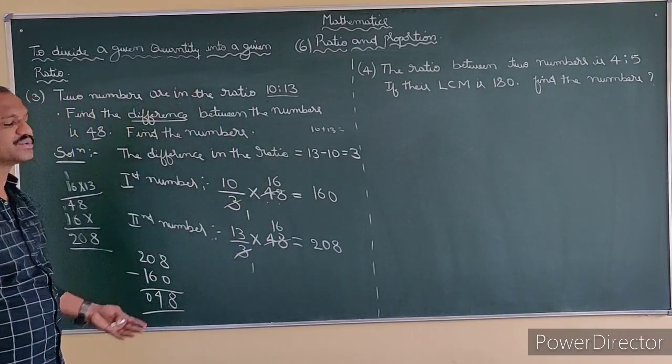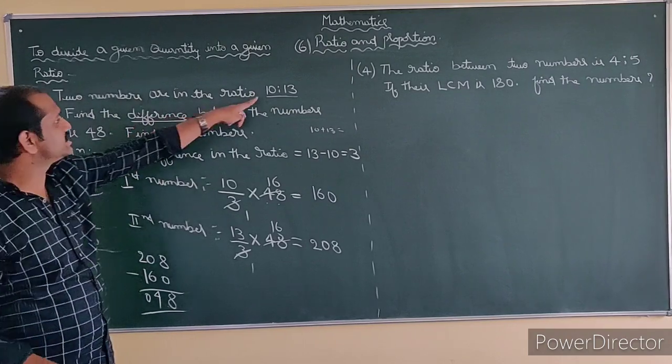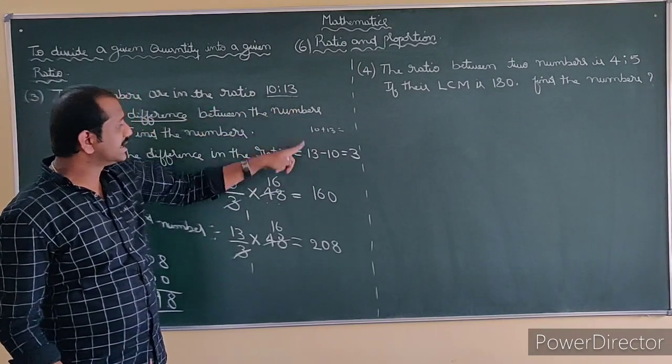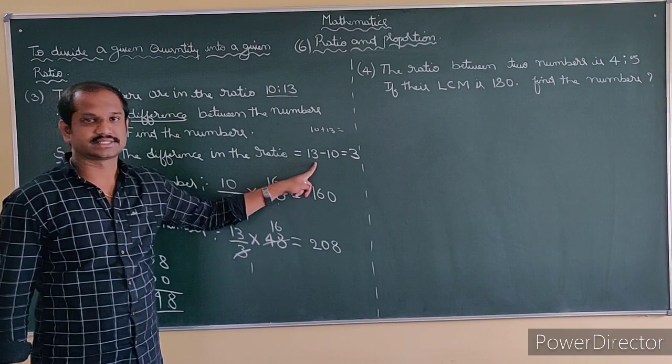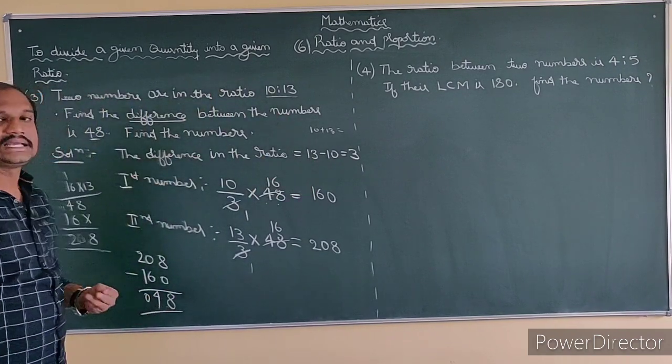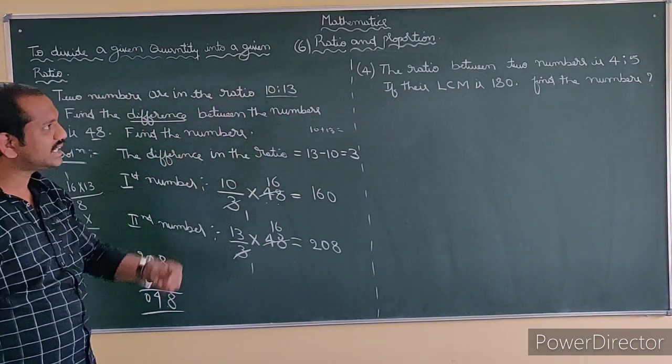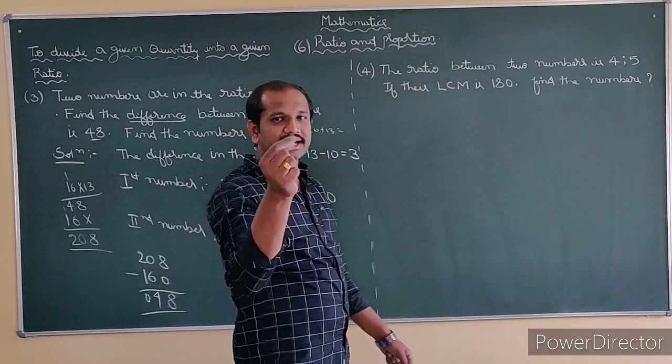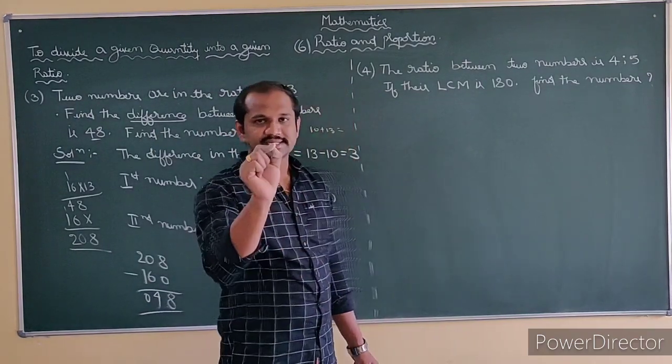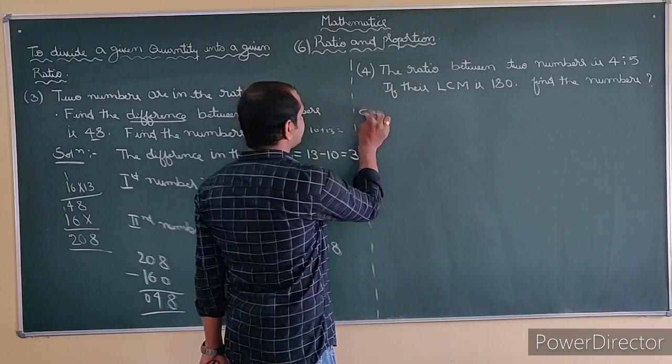Understand? This is how you need to do the ratio. Very simple. Difference means whatever the ratio, but remember, you have to take the greater number first. So I hope you have understood even this. Next we have a bit of a tricky one, but if you understand it, it is very simple.